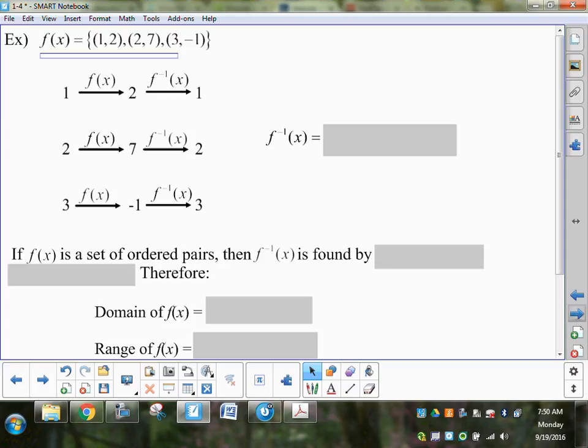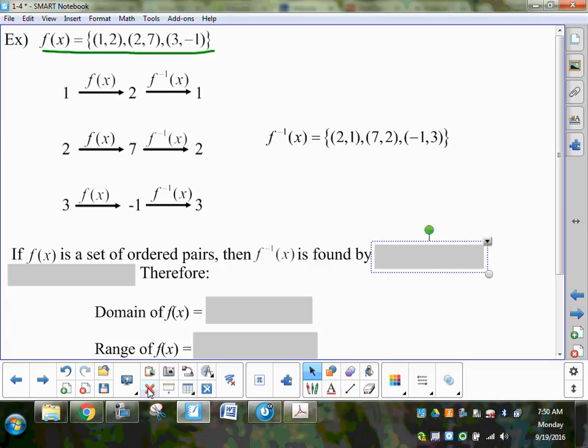If this is my original function, hands up, please, if you can tell me one coordinate that would be in the inverse of that f of x. Tyler, what's one point that's going to be on the inverse? (2, 1) is going to be on the inverse. What's another point? Johannes, what would you have on the inverse? (7, 2). And the last one, Trevor P., what's the last one going to have on it? (-1, 3). There we go.